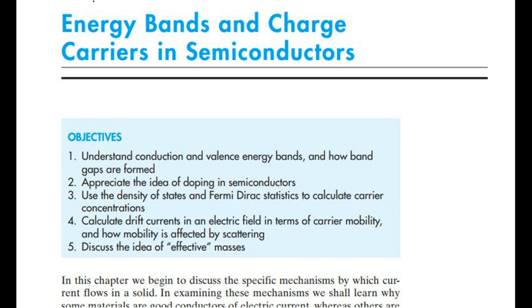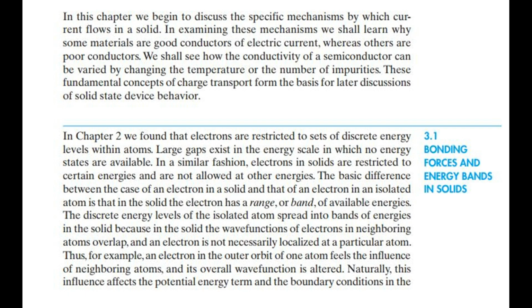In this chapter we begin to discuss the specific mechanisms by which current flows in a solid. In examining these mechanisms we shall learn why some materials are good conductors of electric current, whereas others are poor conductors. We shall see how the conductivity of a semiconductor can be varied by changing the temperature or the number of impurities. These fundamental concepts of charge transport form the basis for later discussions of solid-state device behavior.